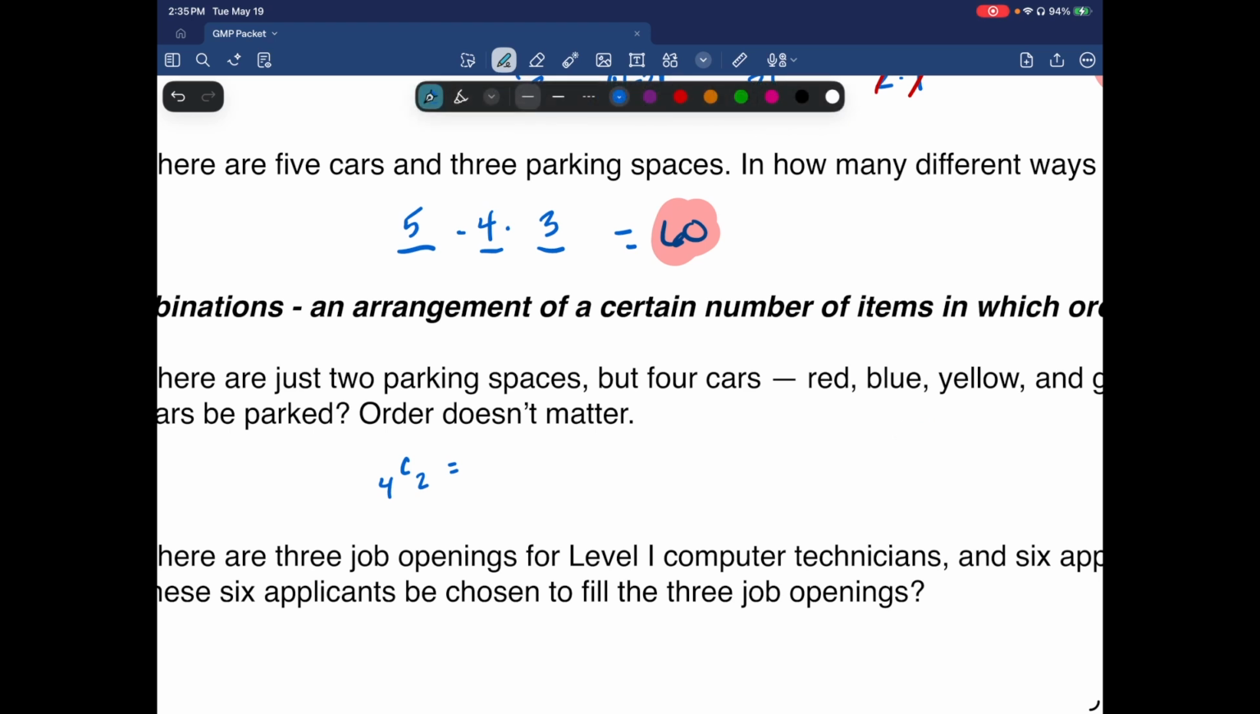Okay, so in permutations those are different, but in combinations those are the same. So order doesn't matter. So we're actually going to have fewer here. So 4 factorial is in the formula. This is going to be 2 factorial.